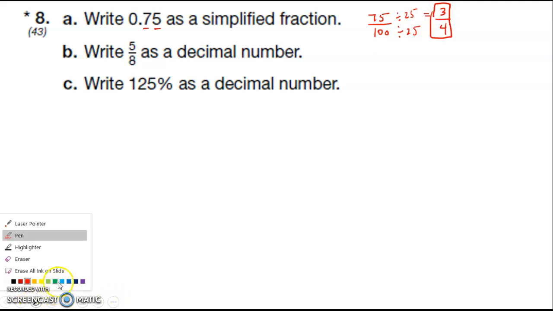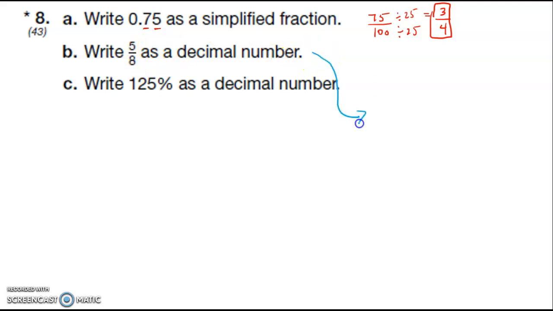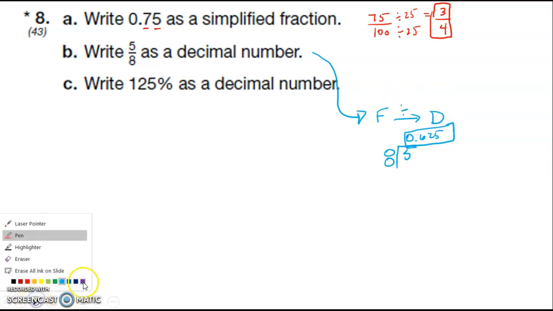Let me change colors. This says write 5/8 as a decimal. So to go from a fraction to a decimal, I have to divide. So I'm dividing 5 by 8. And the best way to do this is on a calculator. So 5 divided by 8 gives me 0.625.